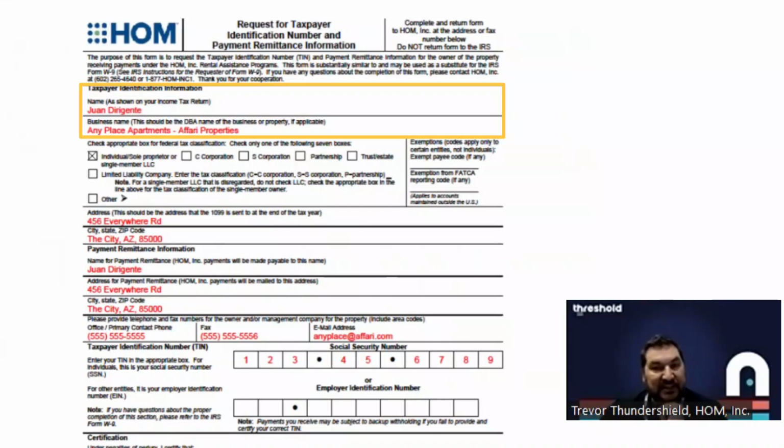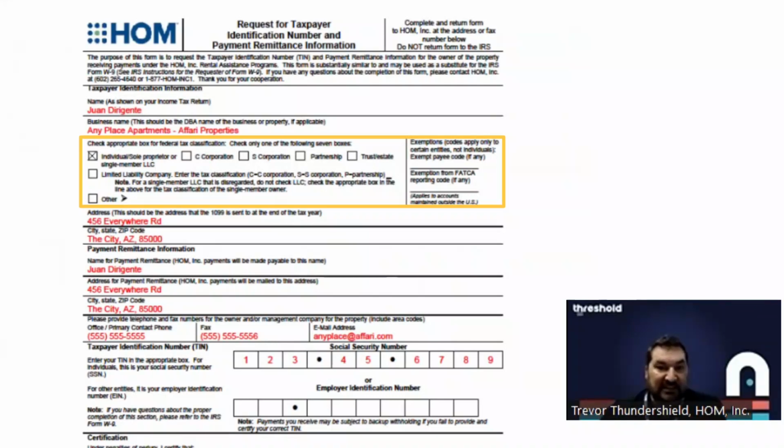The next section below that, this is how you're going to notify us what your tax classification is for your company. We follow all the IRS rules as far as 1099 issuance. So if you are a corporation, you would be exempt from 1099 reporting. In most other instances, we would issue you a 1099 for the tax year.